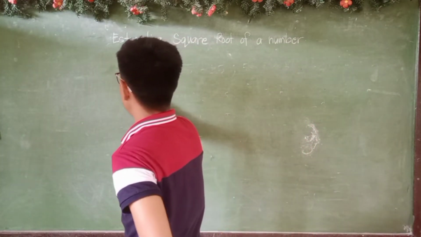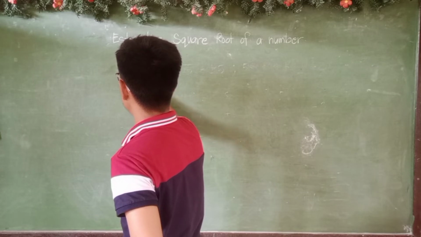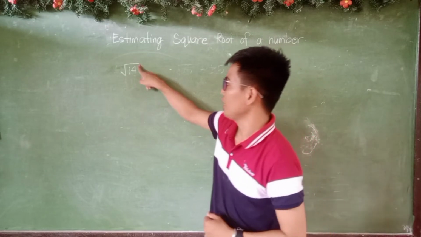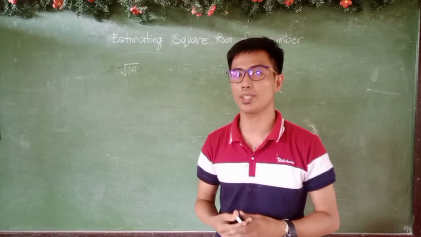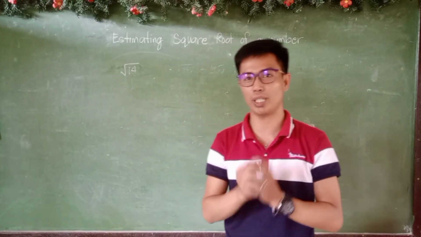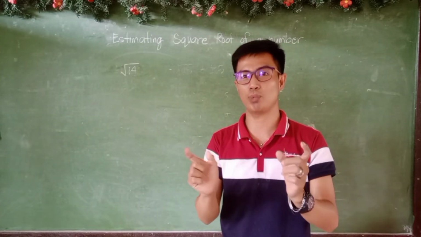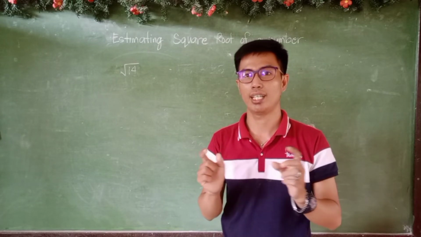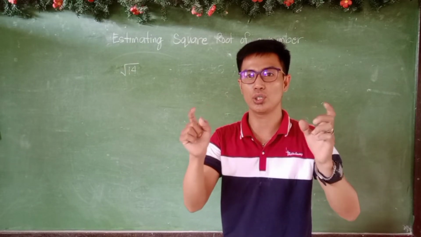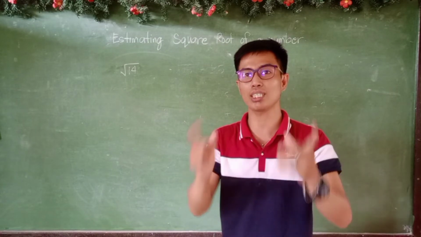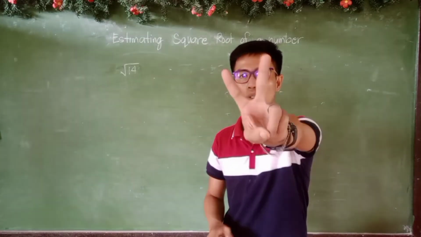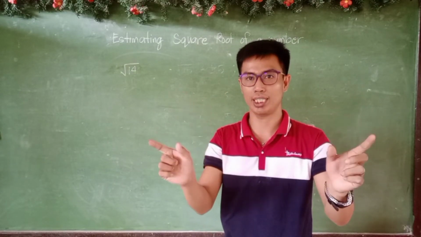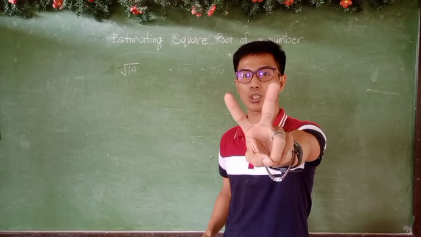So let us say we have the square root of 14. Estimating the value of the square root of 14, the first thing you will do is to identify where the square root of 14 lies, or between what numbers this square root of 14 lies. Saan daw naglalay yung square root of 14? And for us to do that, we need to identify two perfect square numbers na mas mababa at mas mataas sa 14. So, again, two perfect square numbers.